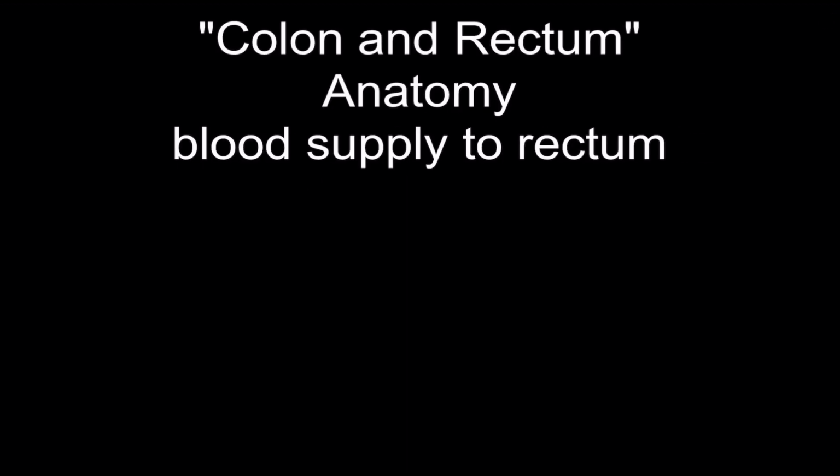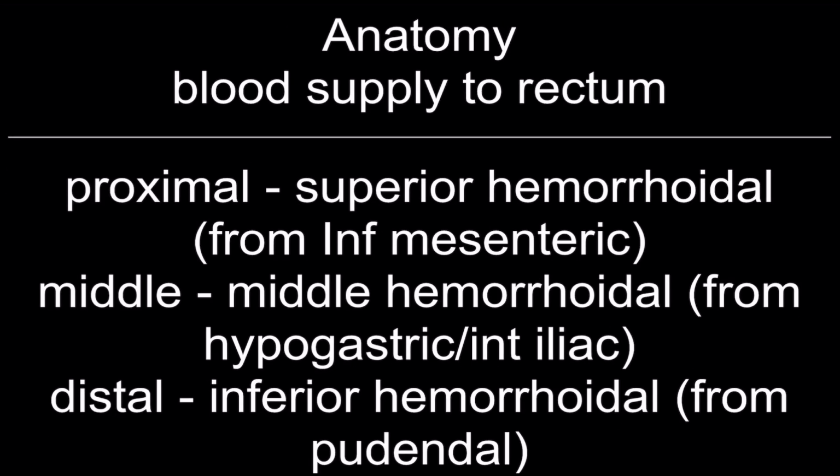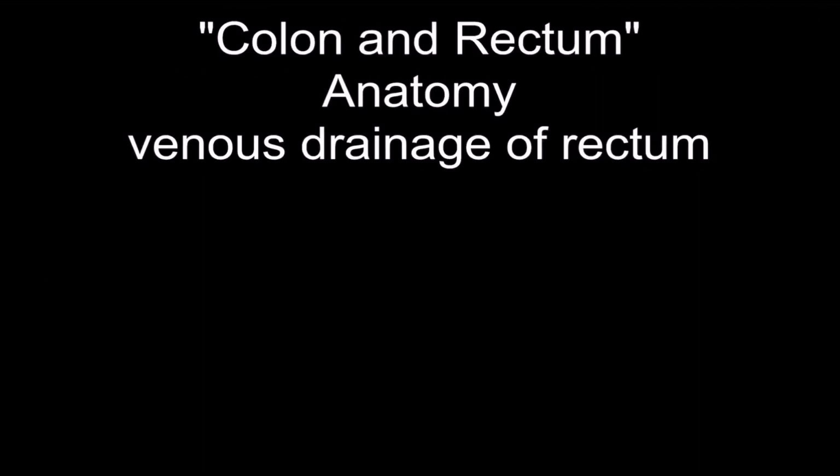Blood supply to rectum. Proximal is superior hemorrhoidal from inferior mesenteric. Middle is middle hemorrhoidal from hypogastric or internal iliac artery. And distal is inferior hemorrhoidal from pudendal artery. Venous drainage of the rectum.